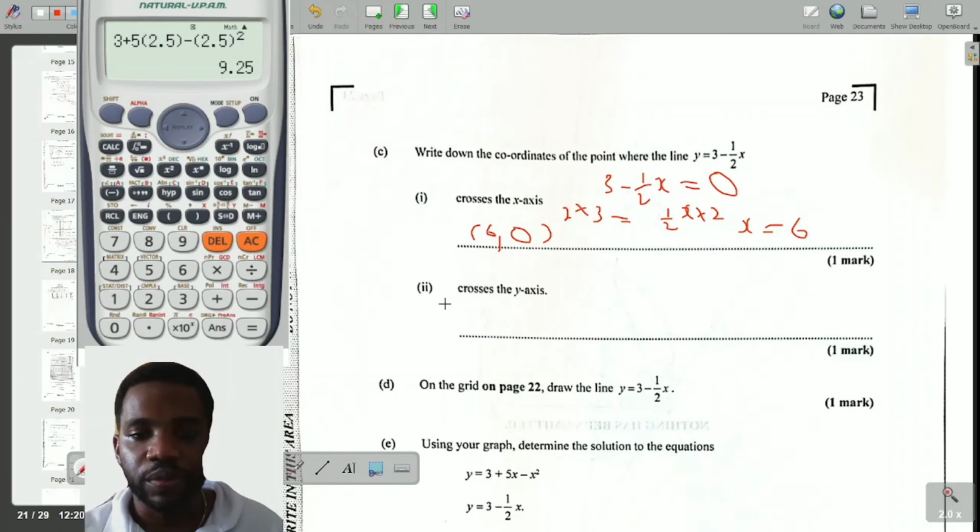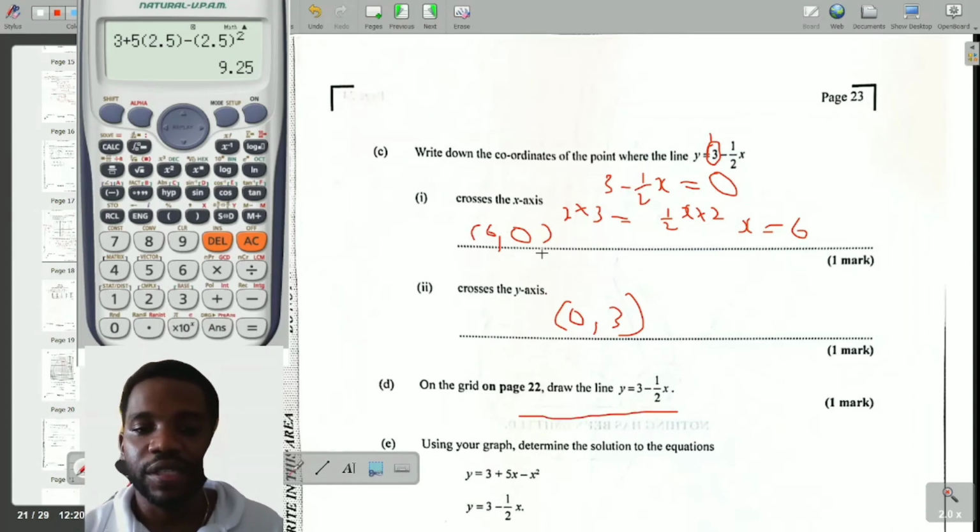Alright, part 2, where it crosses the y-axis. That is called the y-intercept, which is a part of the formula. It's a constant, which is 3. So, where it crosses the y-axis, the y value will be the y-intercept, which is 3, and the x value would naturally be 0. So I'm going to have 0, 3. Now you only need 2 points to draw a line, so you should know that that is going to be the follow-up question.